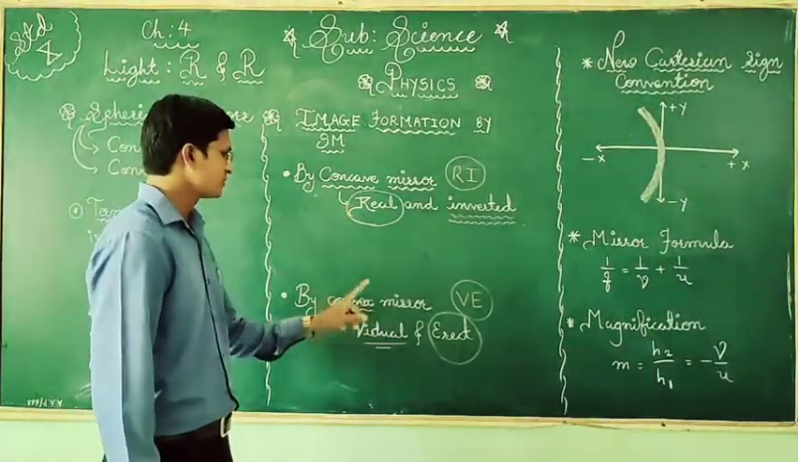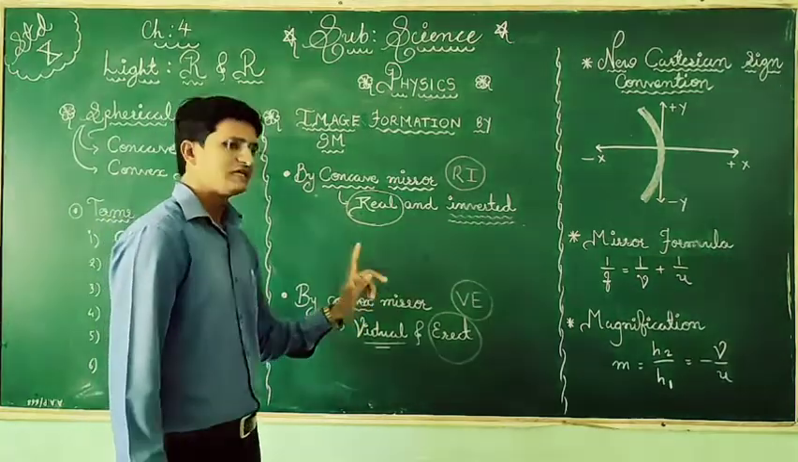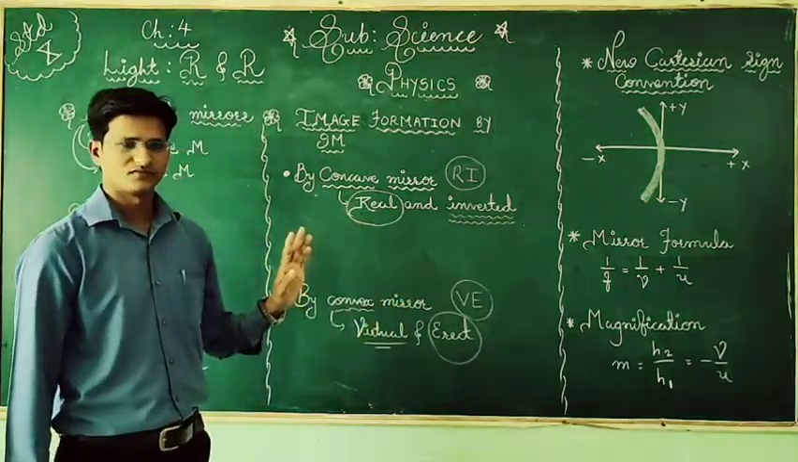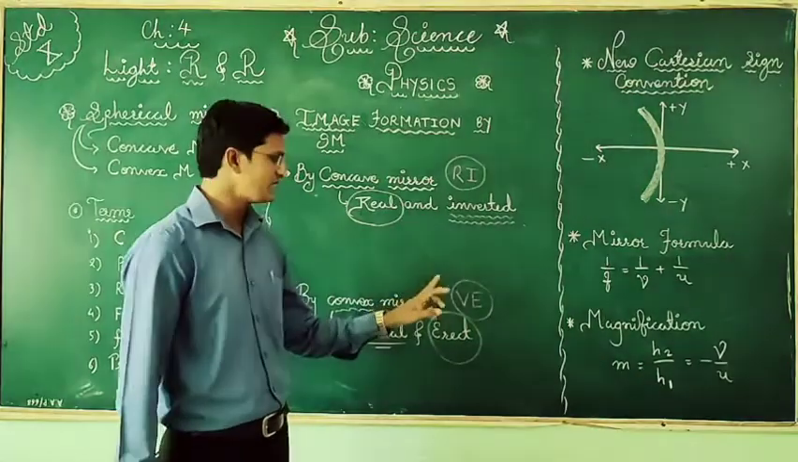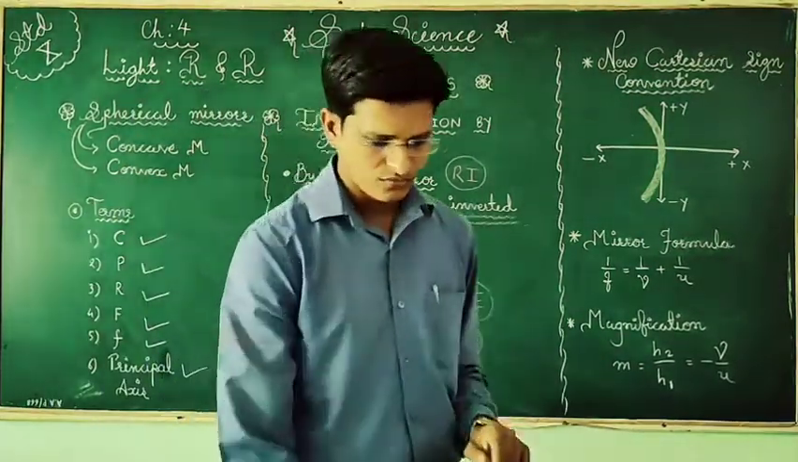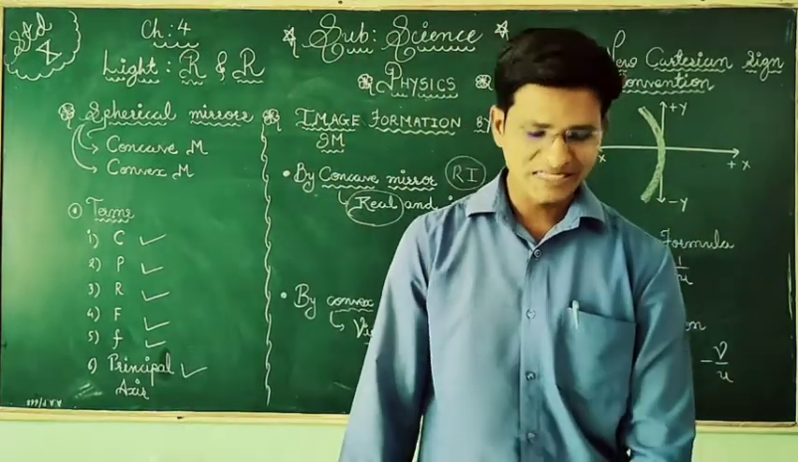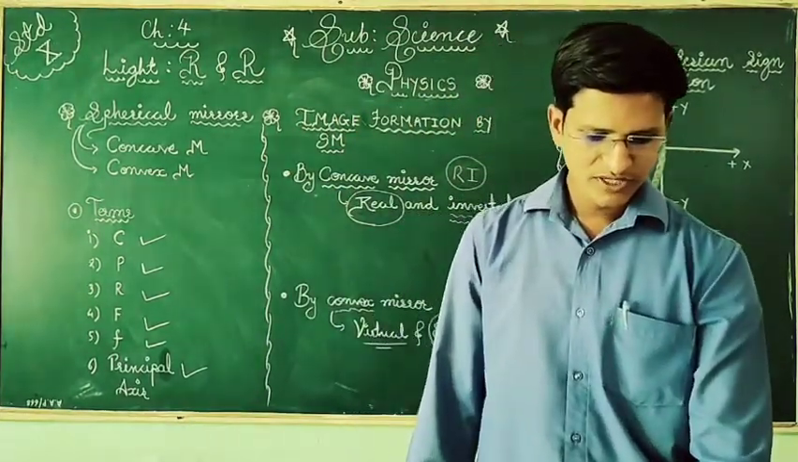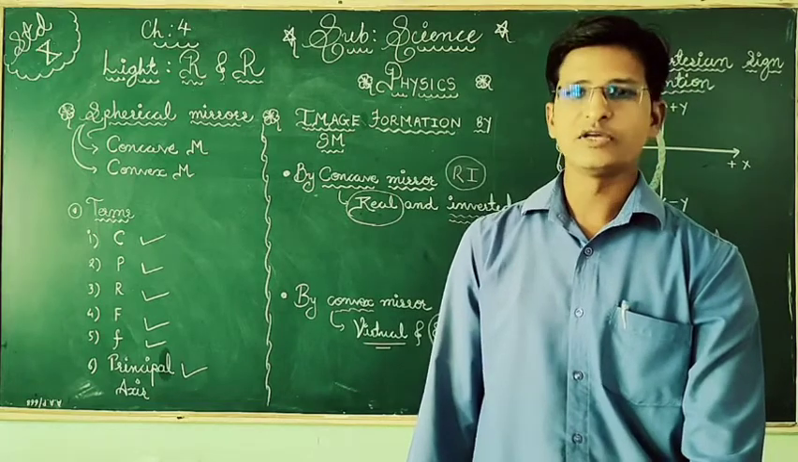And in the convex mirror, a virtual and erect image will form. So it is VE: V for virtual and E for erect. So if you see on page number 218, image formation by concave mirror.